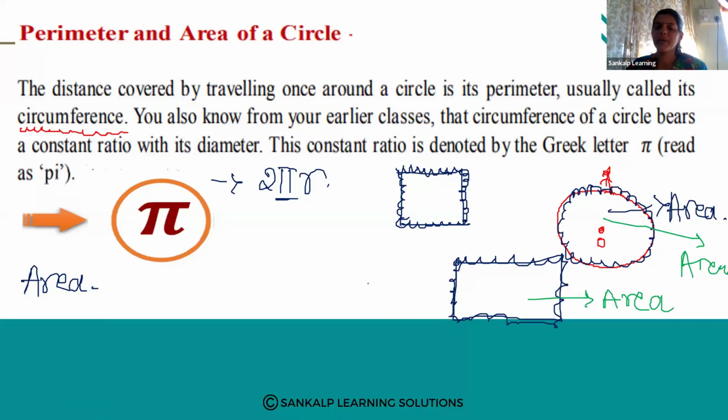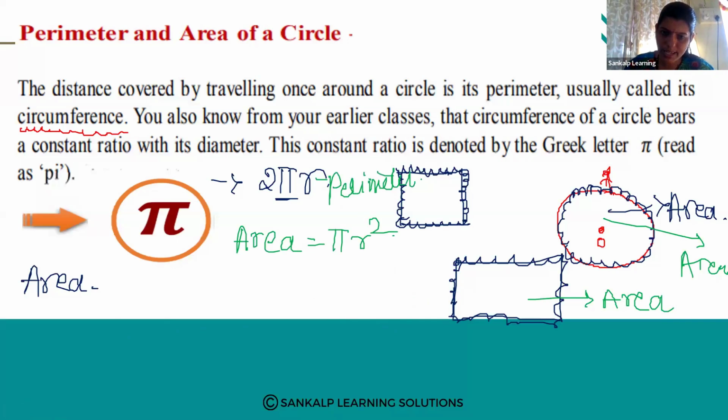Okay, so now this is the area of the circle, this is the area of the rectangle, this is the area of the square. In order to find out the area of a circle, we can use the formula pi r square, right? So which formula do we use here? Pi r square. So area is equal to pi r square. This is perimeter, and this is area.